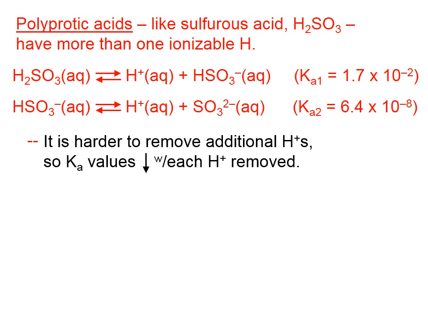If you look at the magnitudes of the Ka values, if you just look at the power of 10, the first one in this case is 10 to the negative second, and the second one is 10 to the negative eighth. That's 1,000,000 times different, which is quite a bit. And the reason that the second Ka value is so much smaller is because it's harder to remove additional protons.